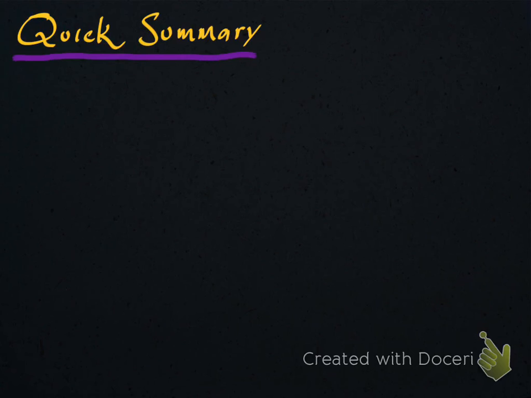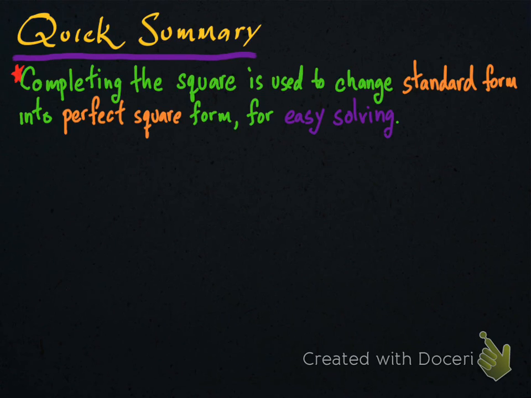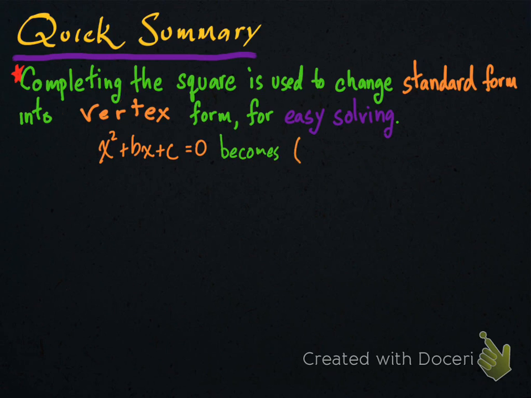So, time for a quick summary on the completing the square process. First thing is just what it is. Completing the square is used to change standard form into perfect square form. Actually, let's call that vertex form, and that's for easy solving. Change the standard form into vertex form because it's easy to solve. Like x squared plus bx plus c becomes x minus h squared equals k. That's your standard form into vertex form.